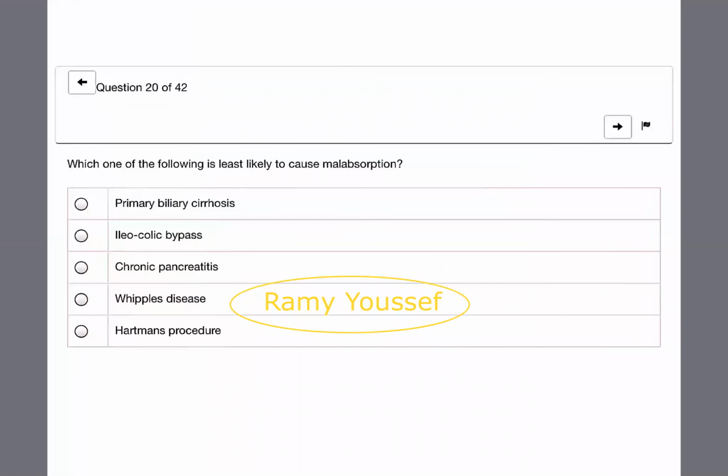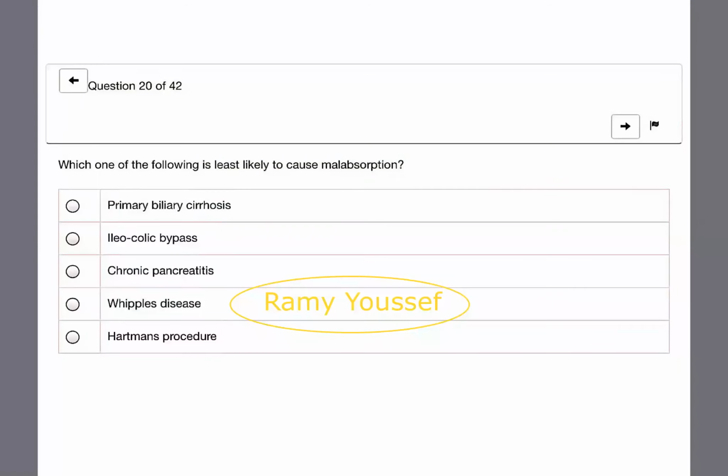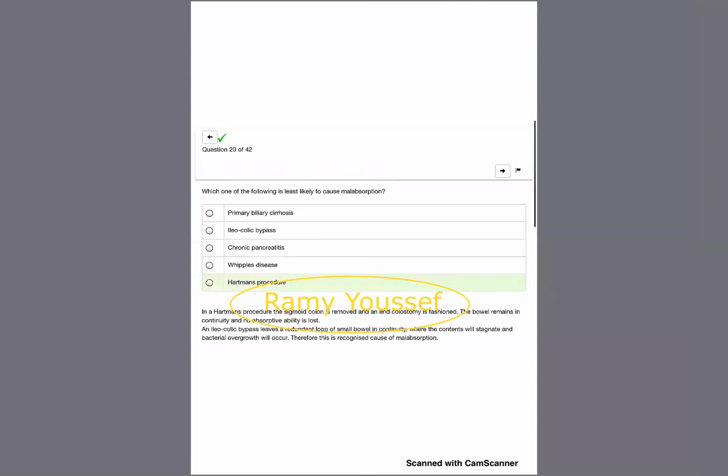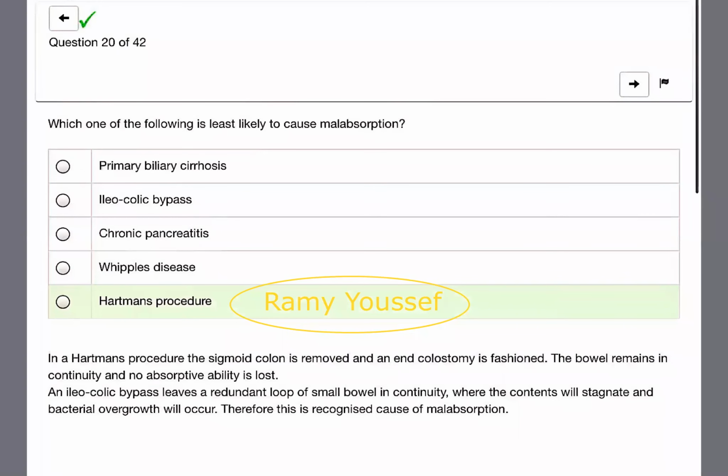Dr. Abu Yazid. Which one of the following is least likely to cause malabsorption? It's E, Hartmann's procedure. Okay, you are so ready. Biliary cirrhosis will cause malabsorption. Bypass will cause malabsorption. Pancreatitis also. Hartmann's procedure, exactly, is just part of the rectum, and it has no absorptive function, so it will not cause malabsorption.